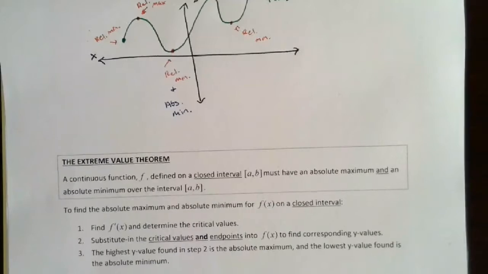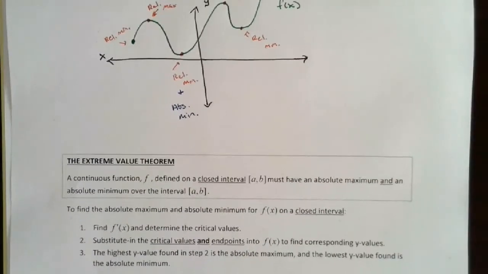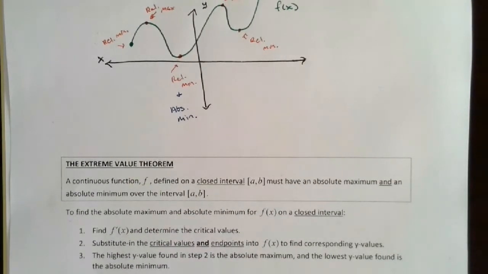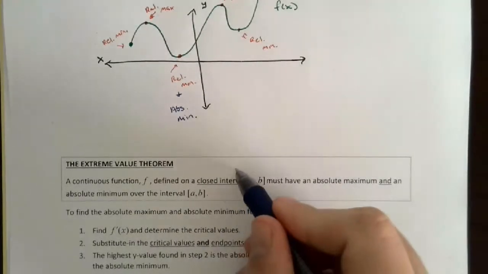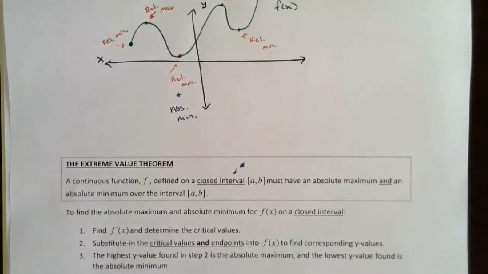In other words, if you're on a closed interval and you have a function that's continuous, there has to be some highest point and some lowest value. And that's what it's really saying. This is for a closed interval. That part's really important. For an open interval, we'll talk about that a little bit later.